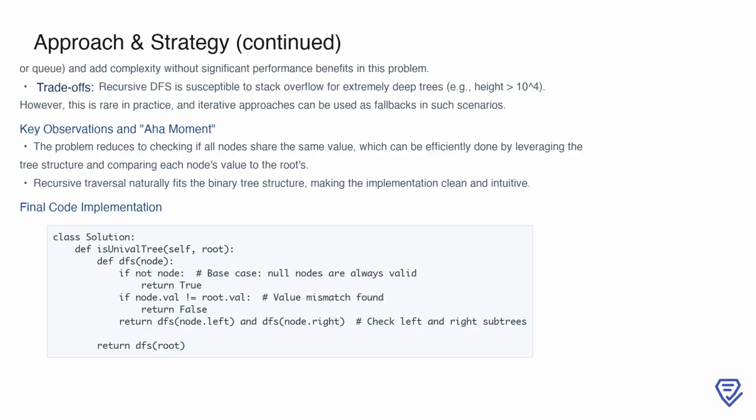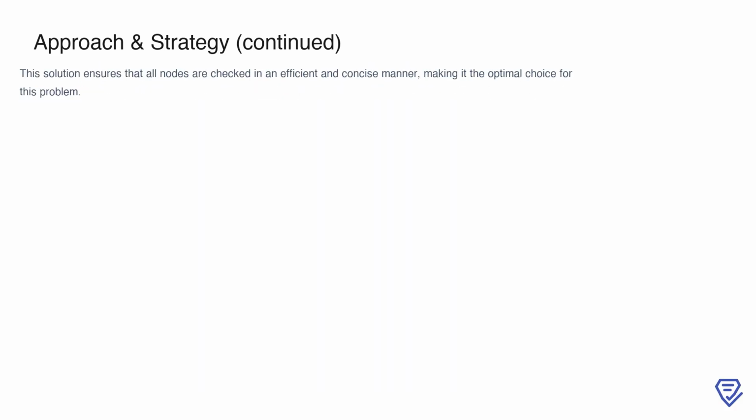The function utilizes a helper method, DFS, to recursively traverse the tree. For each node, we check if it is null, in which case it is valid, or if its value matches the root's. Any mismatch results in an immediate return of false. Otherwise, the function continues to recurse through both the left and right subtrees. This solution is efficient and concise, ensuring that all nodes are validated while maintaining optimal time and space complexity. By aligning the implementation with the tree structure, we achieve a clean and practical solution. Recursive DFS balances simplicity and effectiveness, making it the ideal choice for solving the univalued binary tree problem.